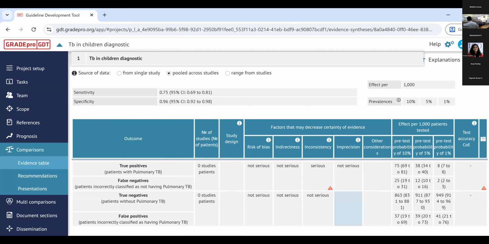And now we'll take a vote for imprecision. For specificity, between 92 to 98. Anyone wants to say that it's imprecise? No. So we will not downgrade for imprecision.